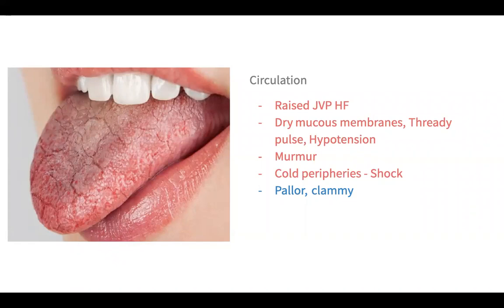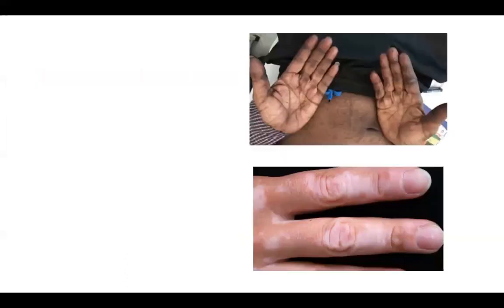Listen out for a murmur. The patient might have had an underlying myocardial infarction which has precipitated the DKA, or perhaps this is a new murmur and this is infective endocarditis that's causing it. Check the peripheries. Again, the most important thing here we're looking for is whether the patient is in shock. For a patient that's had a hypoglycemic attack, they usually present with pallor and clamminess.